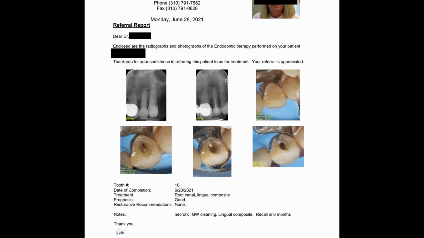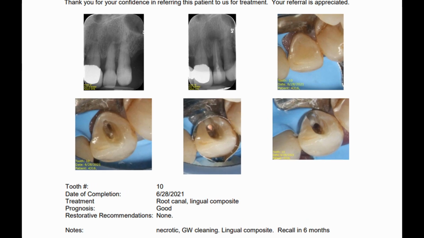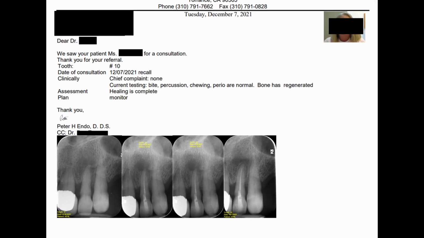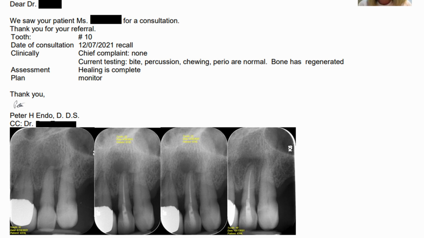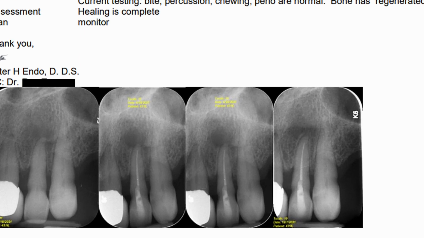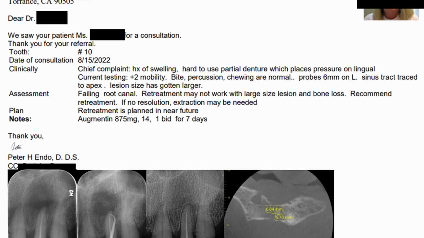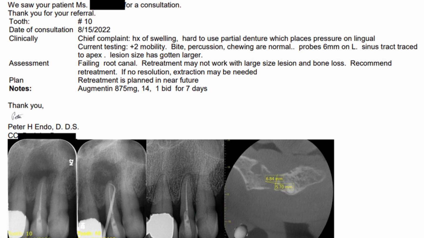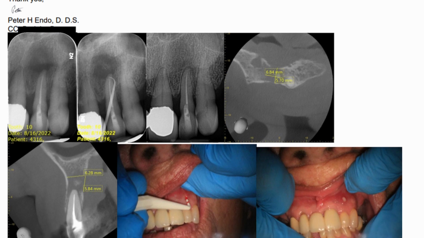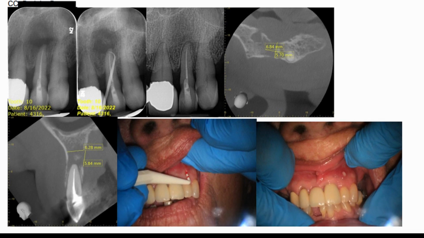First visit was treated with GentleWave and BC Sealer. Recall 6 months later showed that there may have been some bone regeneration. However, later the patient returned saying that she had some lingual swelling and had a difficult time placing her removable partial denture back on. There was also a sinus tract which was traced, confirming the apical finding.